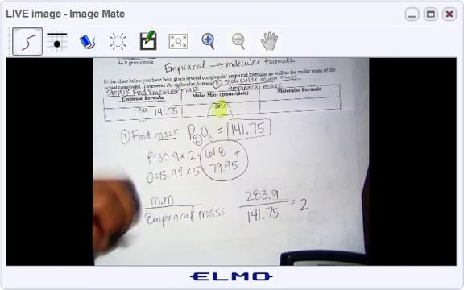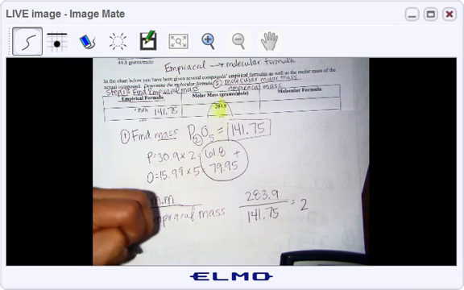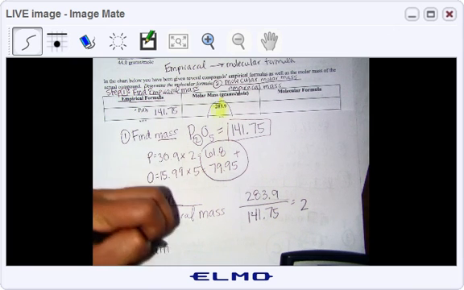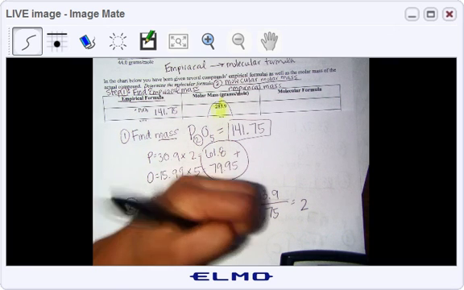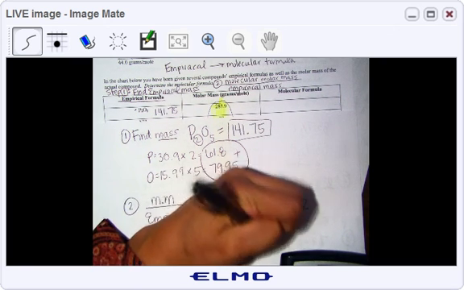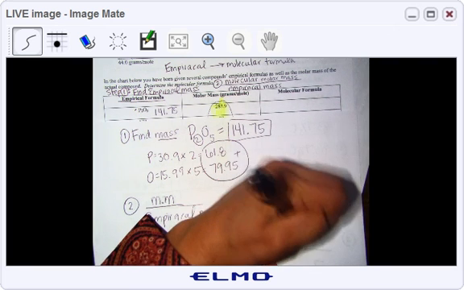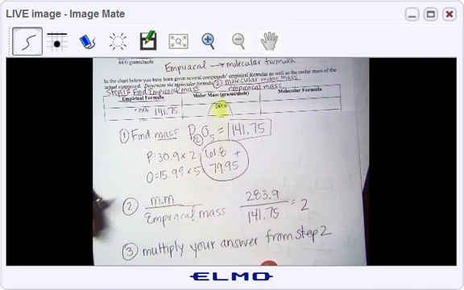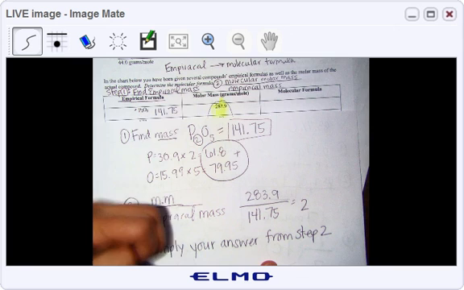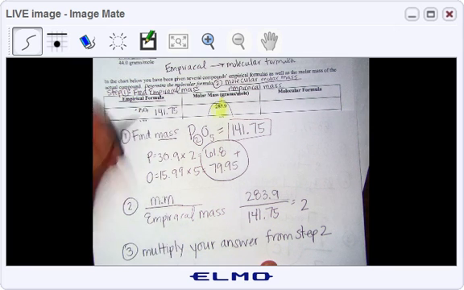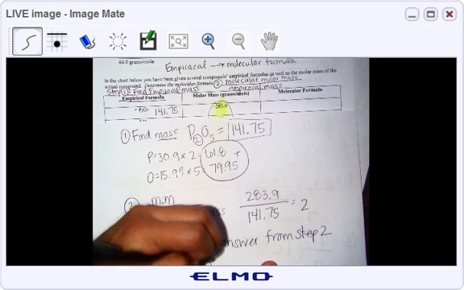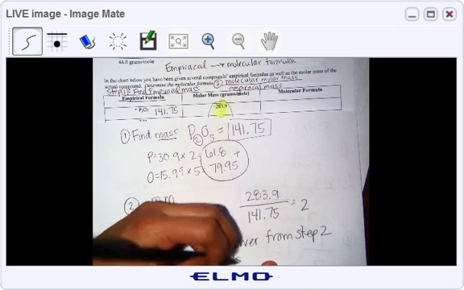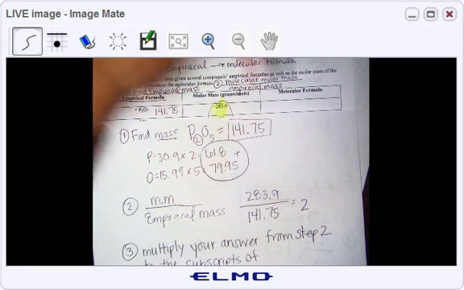And the last step, multiply your answer from step 2. Multiply your answer from step 2 to the subscripts of empirical formula.